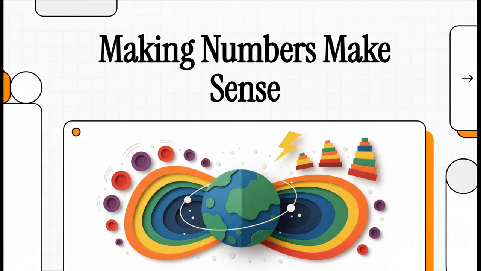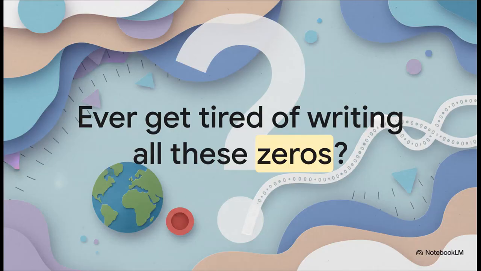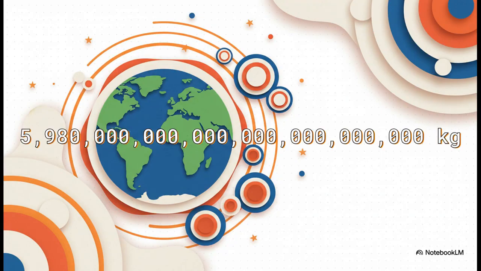Today, we're going to crack the code on how scientists write those ridiculously big and incredibly small numbers, without their hands cramping up. I mean, seriously, whether you're talking about the cosmos or something you can only see with a microscope, you end up with these numbers that are just, well, a total handful. For example, check this out. This is the mass of our planet in kilograms. Yeah, I'm not even going to try to say that number out loud. Just look at all those zeros.